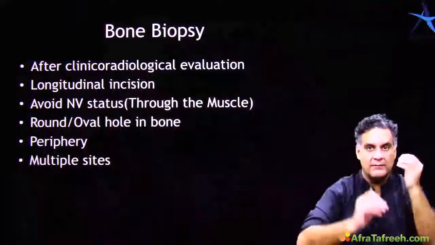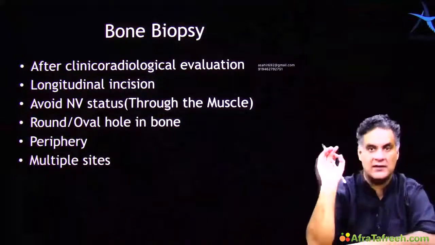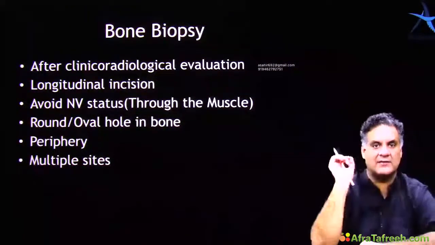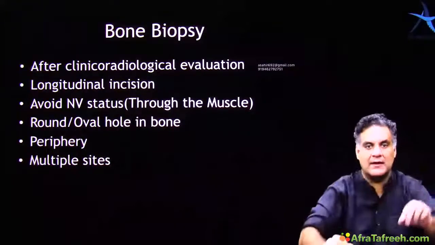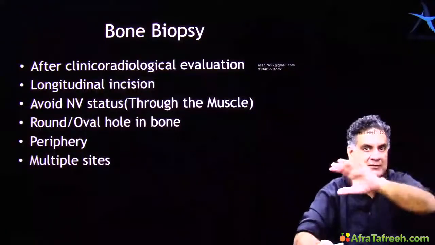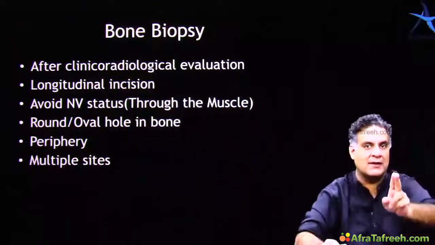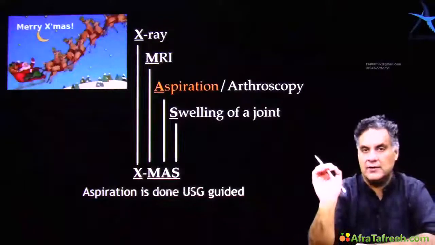And I just told you that tissue is diagnostic. You will always do a clinical radiological evaluation before doing a tissue diagnosis. The incision is along the long axis of the bone or the limb. Avoid the neurovascular structures. You go through the muscle. Plan to take a round or an oval hole, never make a square, otherwise there will be stress fractures. Take it from the periphery, because in the center you have necrosis. Take it from multiple sites. And then if you're looking at a joint, remember the mnemonic X mask.